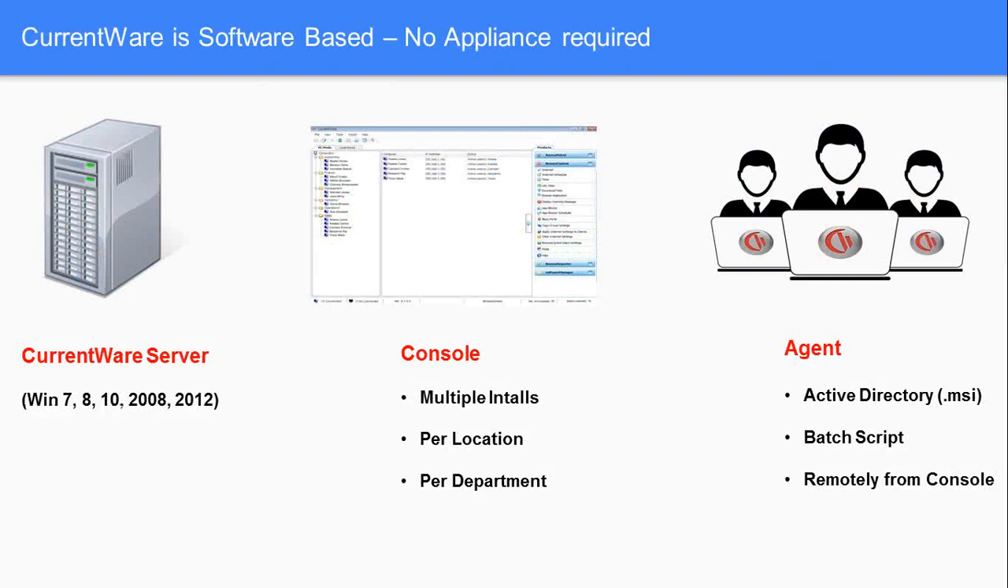A brief note on the architecture. CurrentWare is very easy to install and use. It is completely software-based and does not require a special appliance. The CurrentWare server console may be installed on Windows 7, 8, 10, or Server 2008 or Server 2012. The console is very intuitive and helps you create policies per user, by group, by department, or by location. You may also install multiple consoles so various managers and IT administrators may access it.